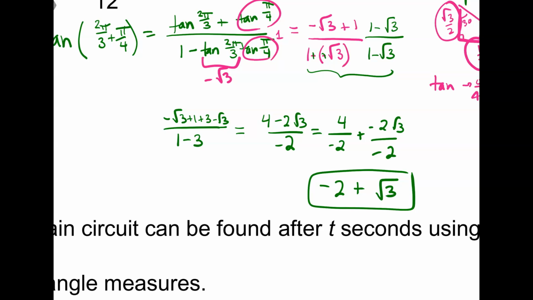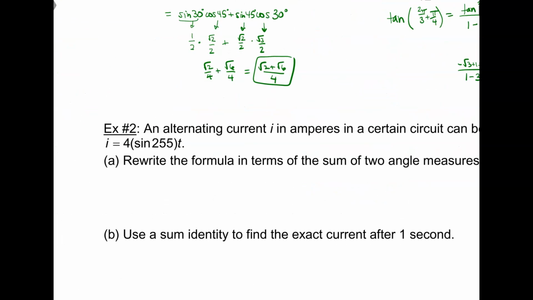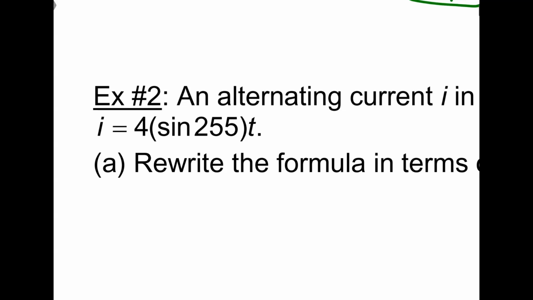So example 2. This lesson's only front and back one page, but it takes a while. Example 2: an alternating current I in amps in a certain circuit can be found after t seconds using I equals 4 times sine 255t. What we're going to do first is rewrite the formula in terms of a sum of 2 angle measurements.